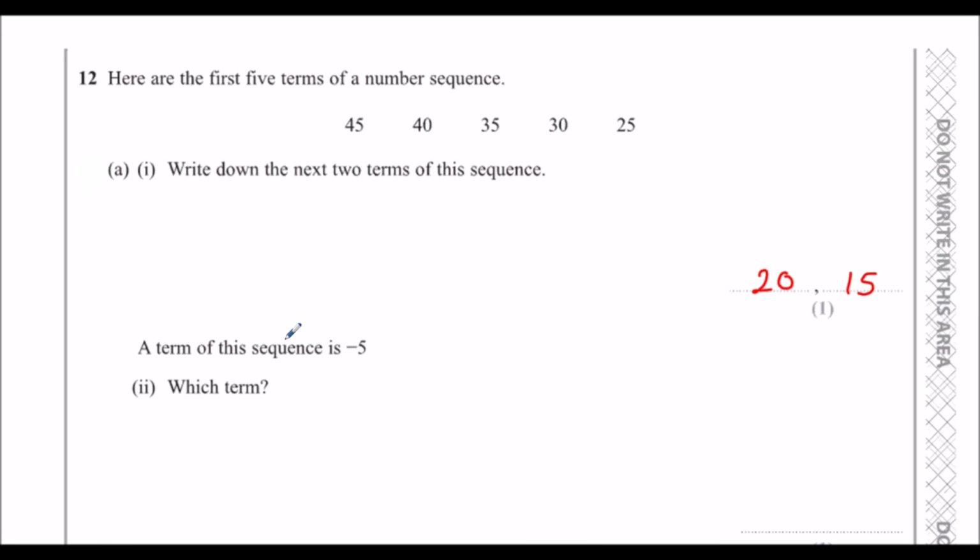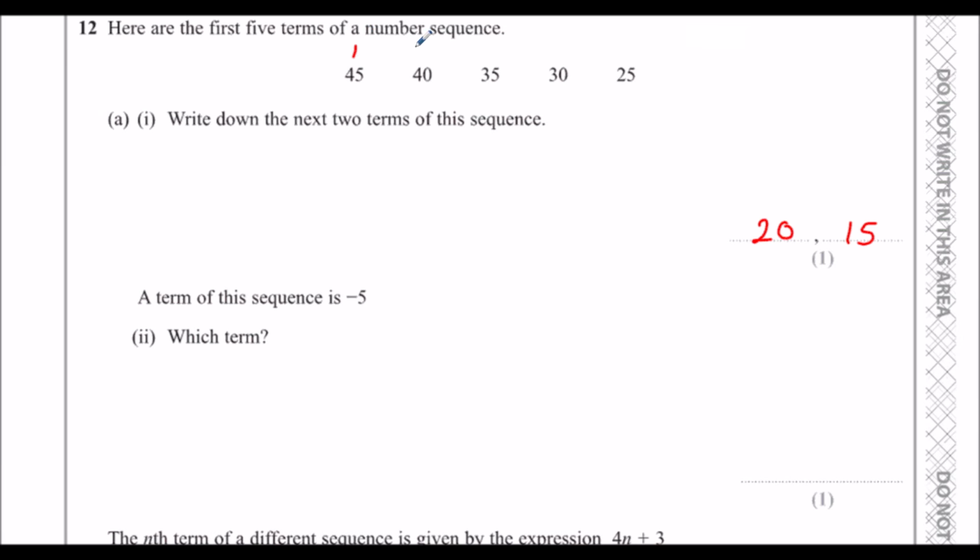A term of this sequence is negative 5. Which term? So that's term 1, 2, 3, 4, 5. Term 6 and 7. So term 8 is 10. Term 9 is 5. Term 10 is 0. And term 11 is negative 5. So it's the 11th term of the sequence.